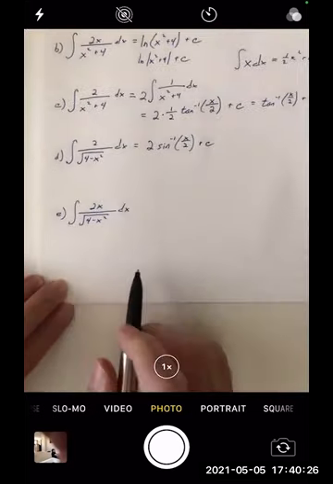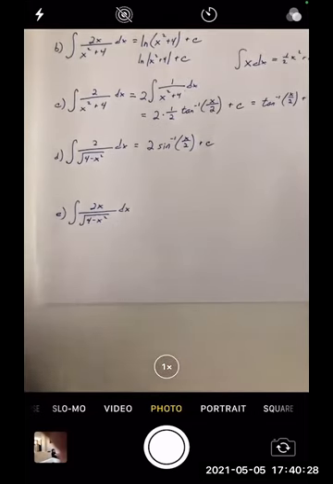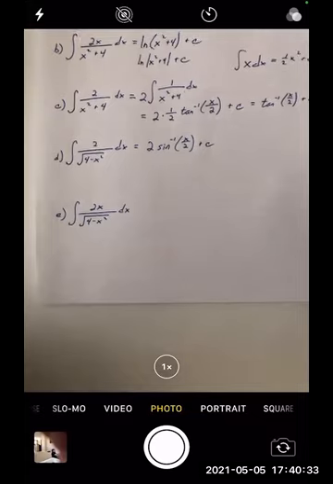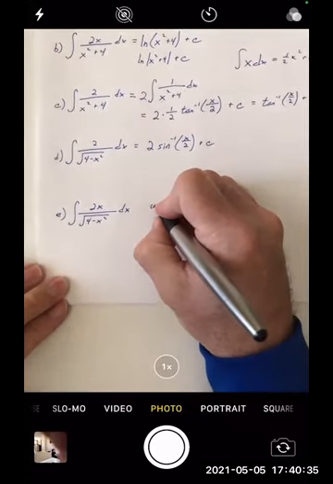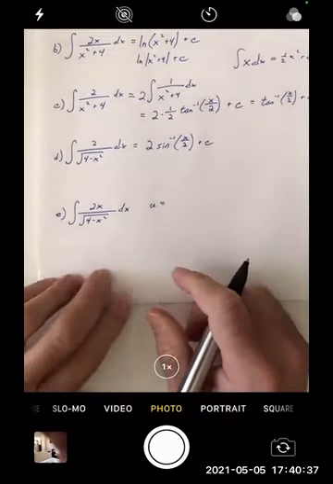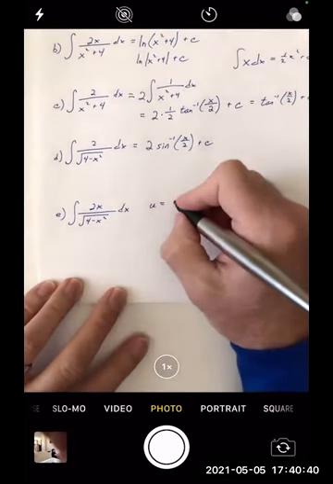All right. And then this last one, what do you want to do with that? U sub. Okay, so give me something for the u. 4 minus x squared. Nice.